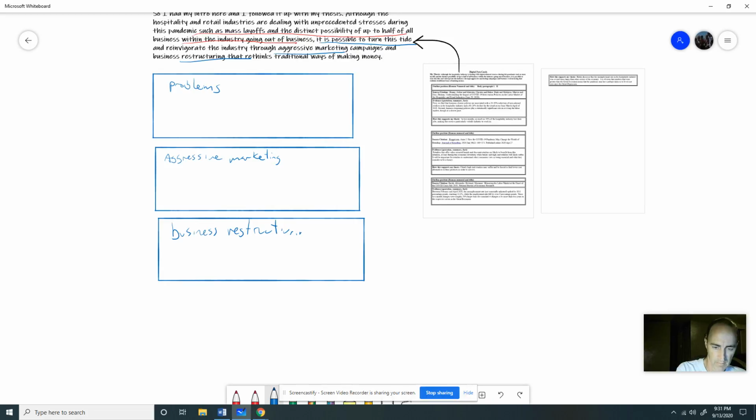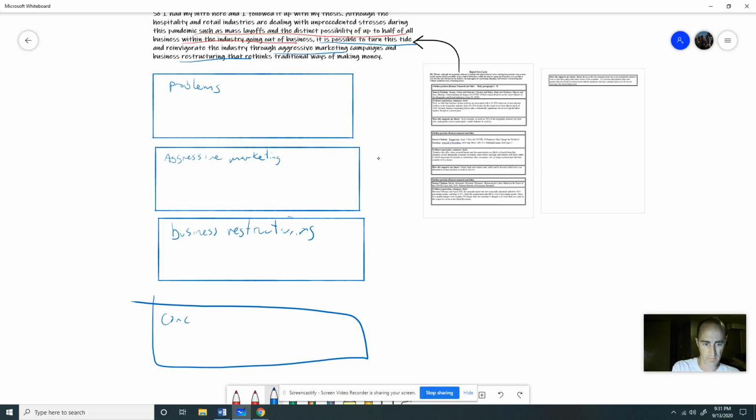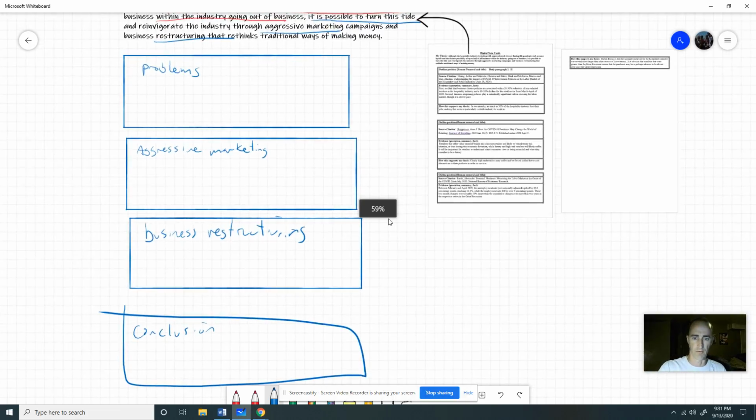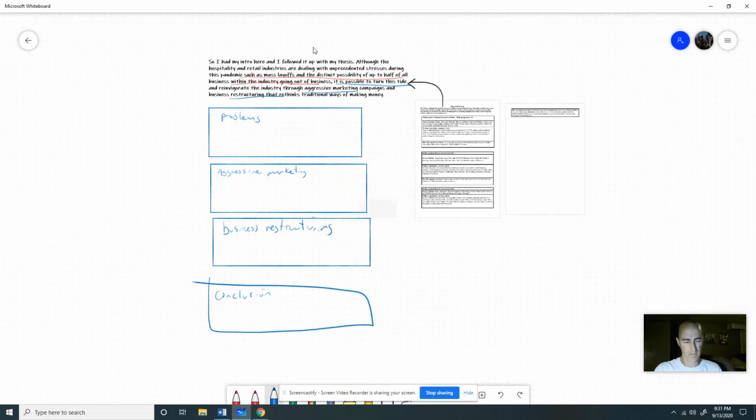I don't know, I can't spell. Okay, and then what I would hope to do then, obviously, is finalize with some sort of conclusion, and I would be on my way to a pretty good paper right there. And this is only 5 paragraphs, but some of these things like business restructuring, I could do several paragraphs, so I wouldn't have to be so robotic and 5 paragraphy here. But I could be. It's not the worst thing in the world.